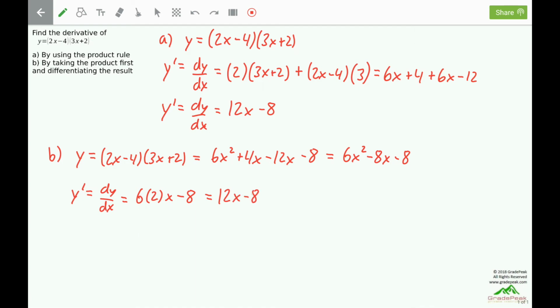And as you can see, that matches the result we had in part A. The method doesn't matter. You should always have the same result in the end. 12x minus 8 for the derivative.